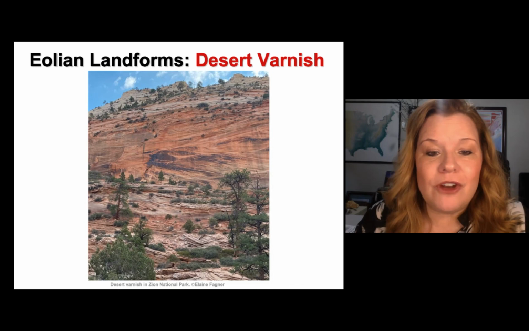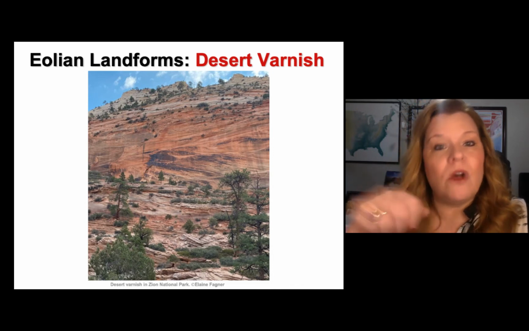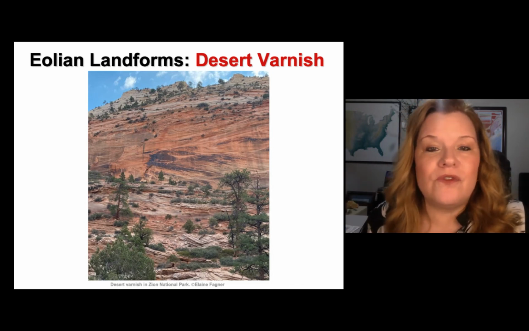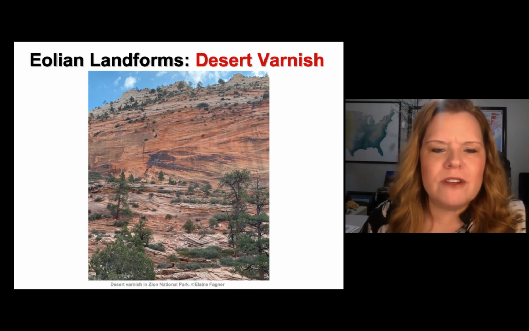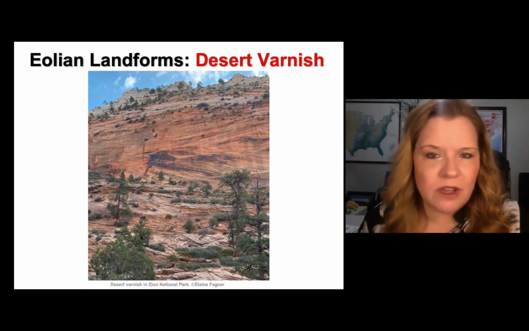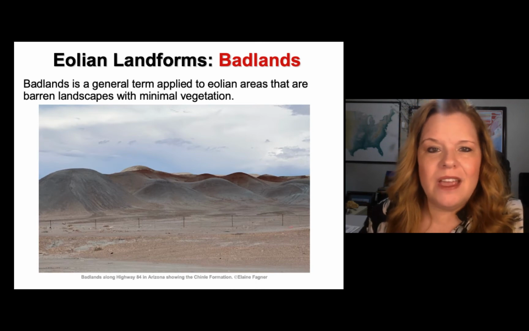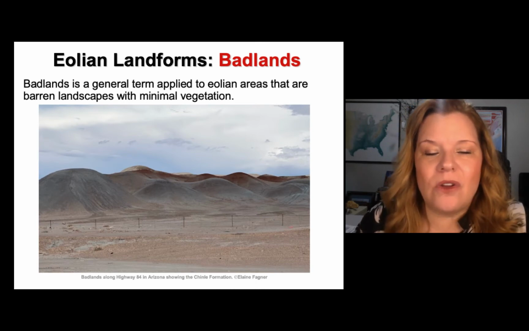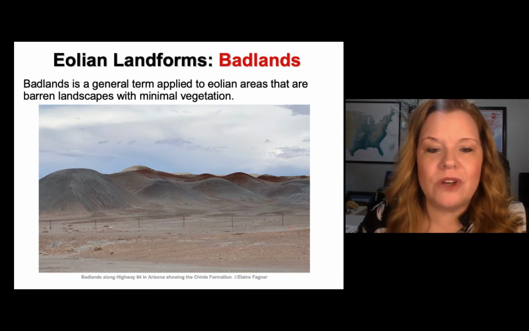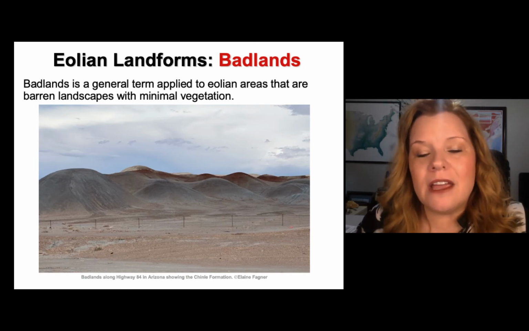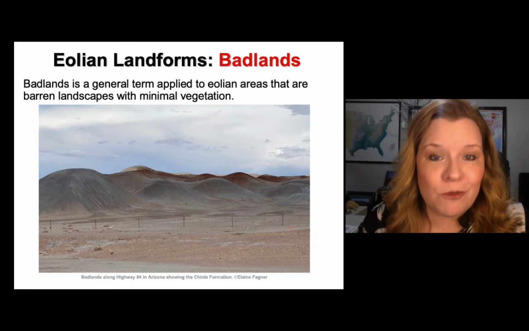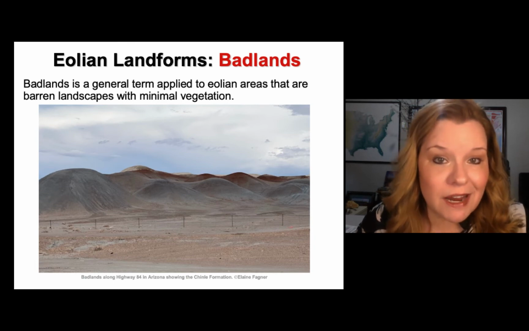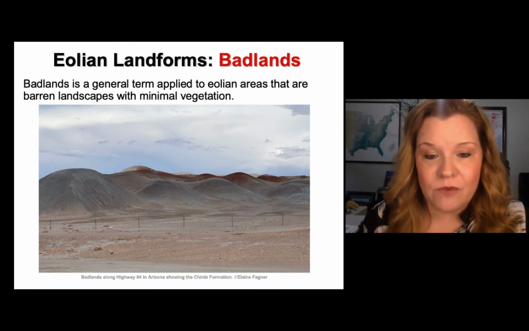Native peoples figured out that they could easily draw pictures into desert varnish, and so oftentimes petroglyphs are associated with desert varnish. Another landform is called badlands, and badlands are just a generic term applied to barren landscapes in the desert like this. This is the Chinle Formation along Highway 89 in Arizona. Also the rock formation that is infamous for containing petrified wood in the petrified forest.